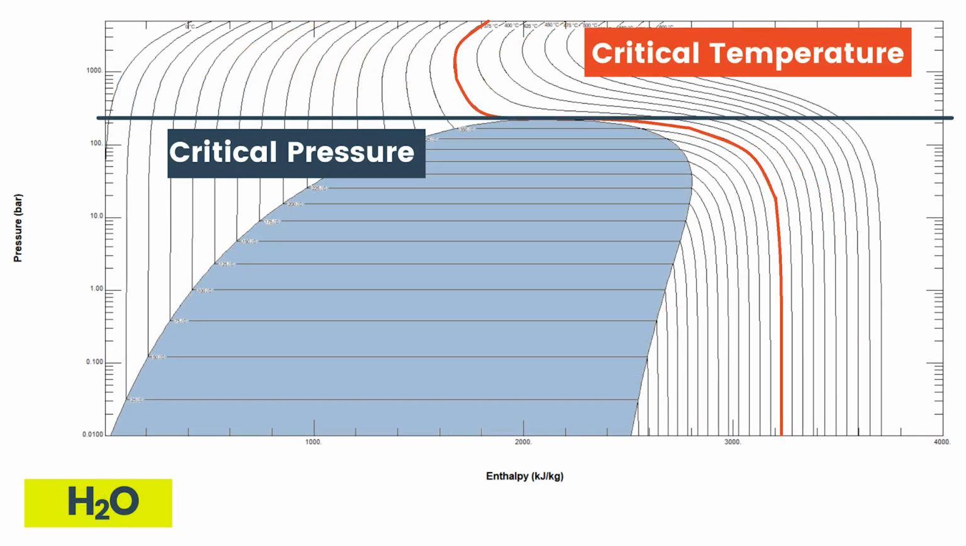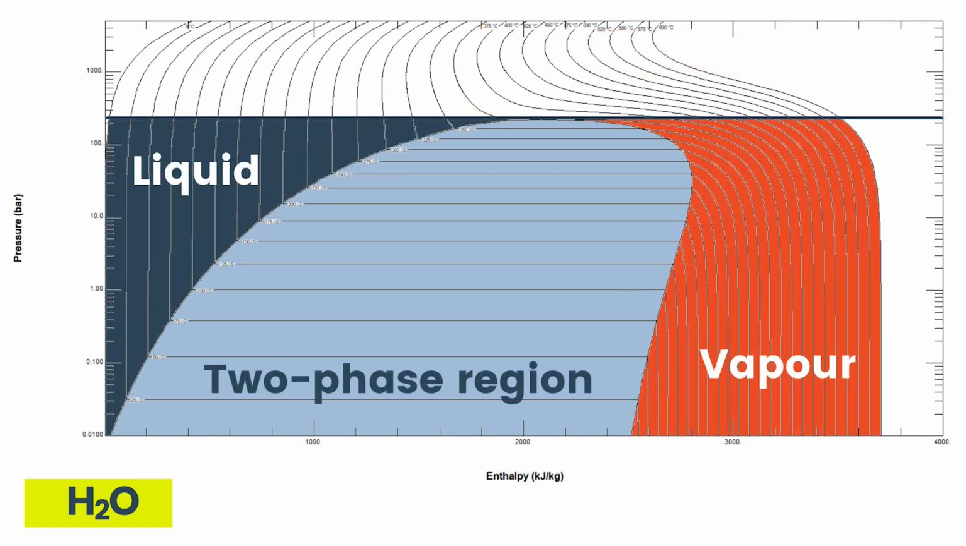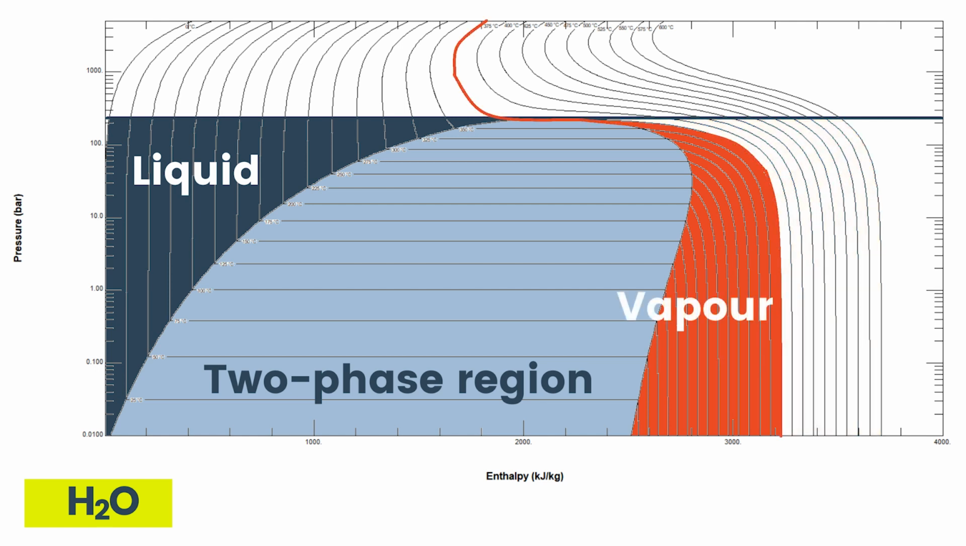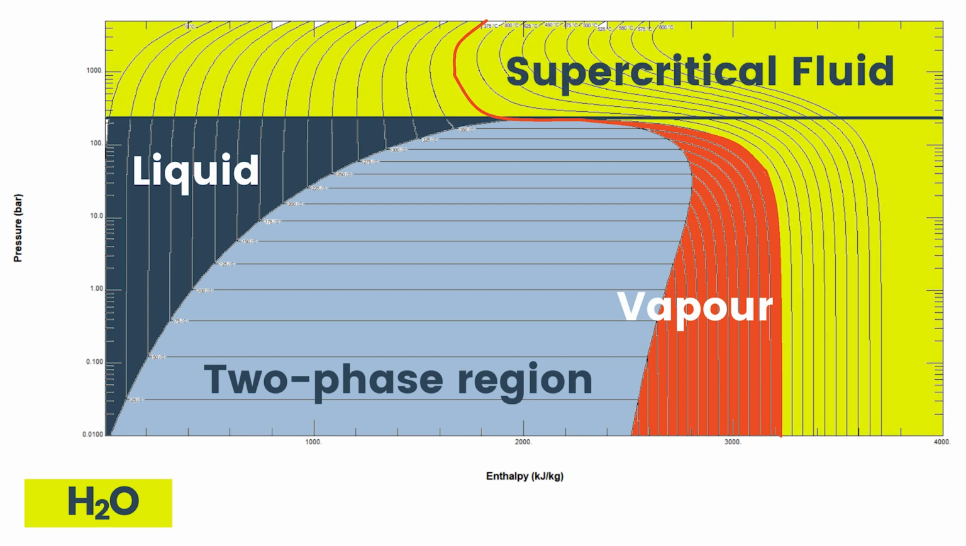So let's go back to our water. Here we have the critical temperature and pressure. Earlier I showed you a diagram labeled as follows with the different phases, but technically that vapor phase is too big. We need to remove everything that is above the critical temperature. And then everything that is above the critical temperature or above the critical pressure we refer to as a supercritical fluid.